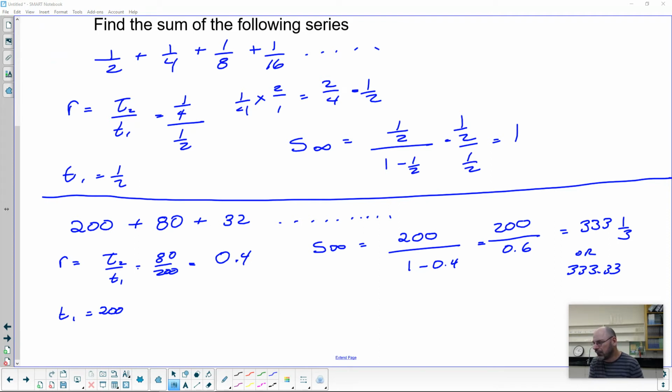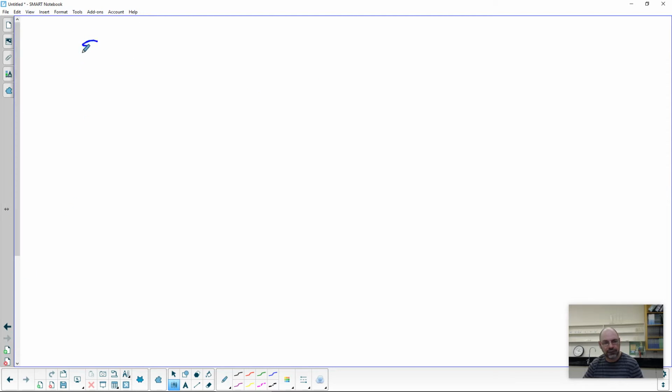Different kind of example. Using the formula to change repeated decimals into a fraction will be one of our last examples, but let's do one solving for T1 given the sum and R, because we haven't done one like that yet. So let's say example type 2, finding T1 given R and the sum.